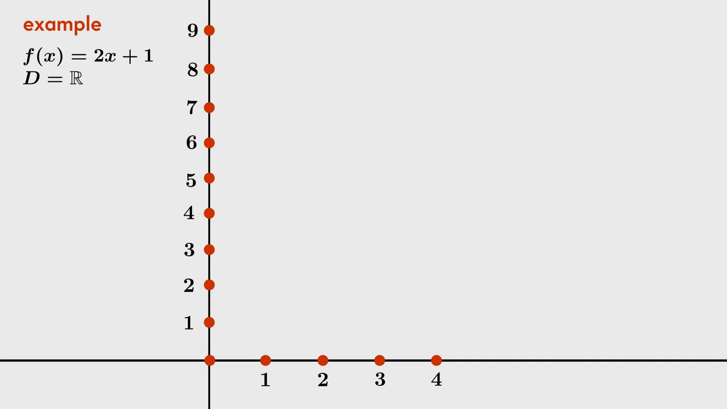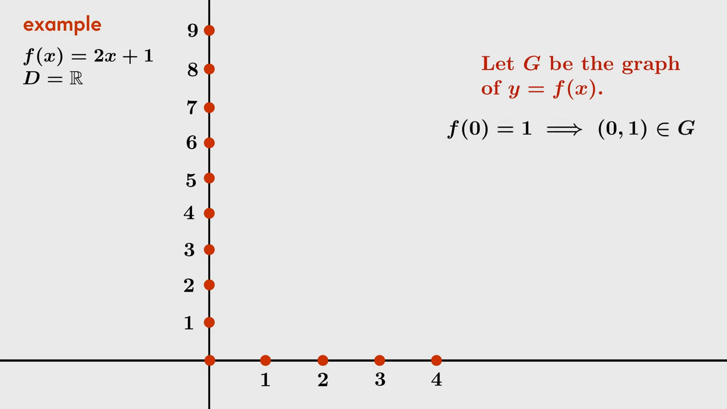Here's a way to generate points that are on the graph. I choose a value of x and I evaluate f, and that'll give me the y. For example, f of 0 is equal to 1. That means by definition that the point 0, 1 is on the graph of the function. Let's put it into the picture. There it is. Similarly, f of 1 is equal to 3. That tells me the point 1, 3 is on the graph.